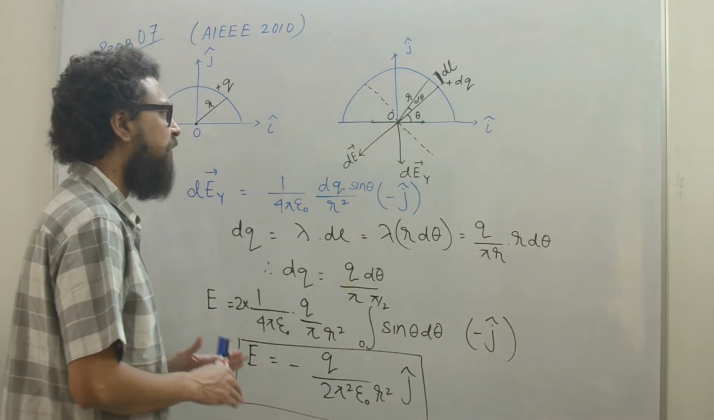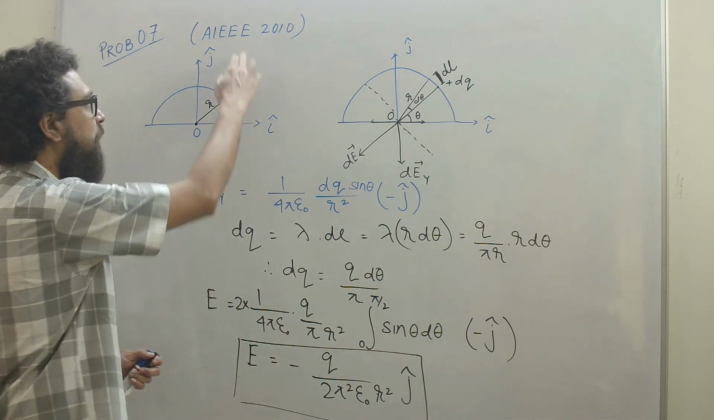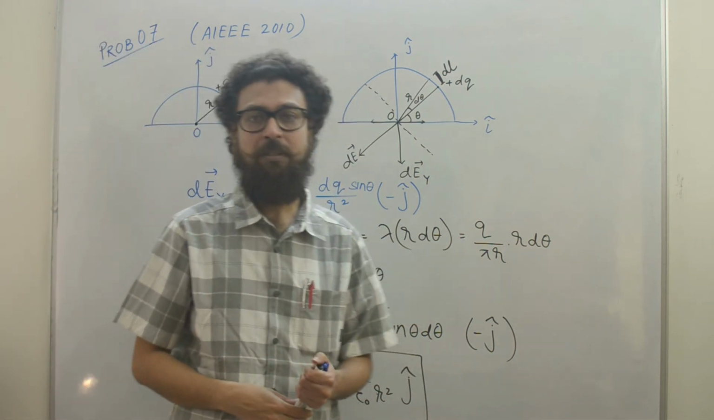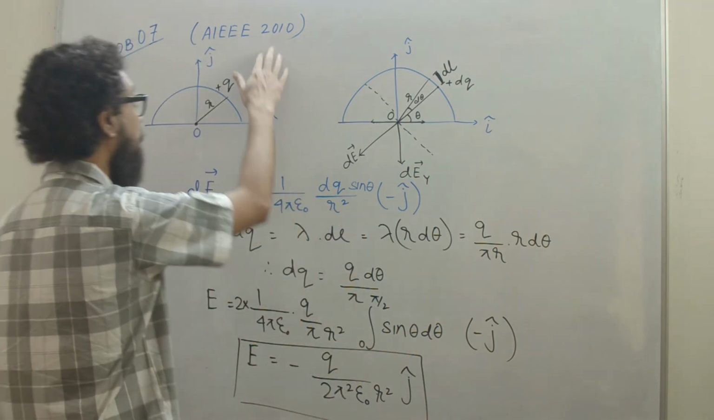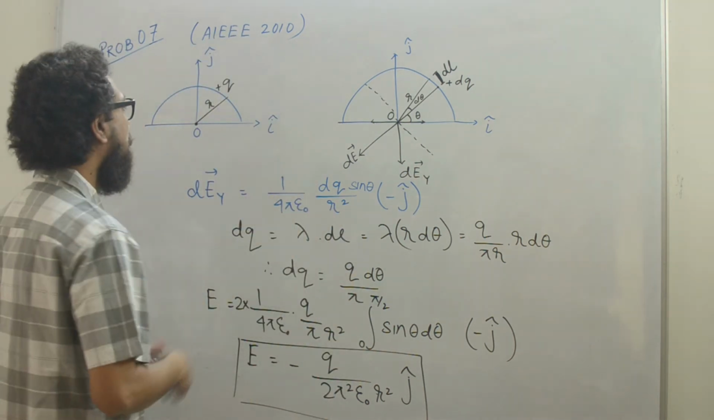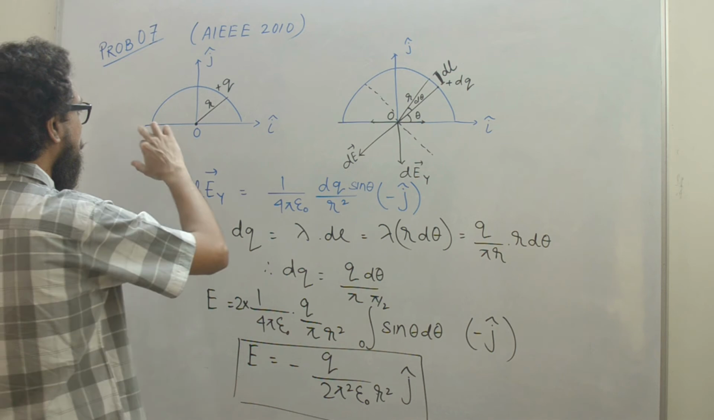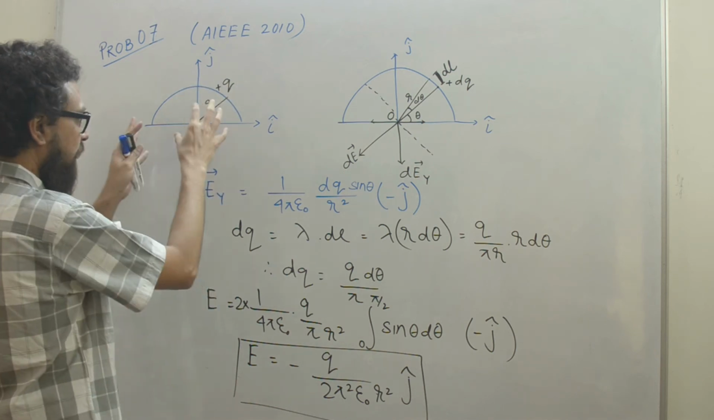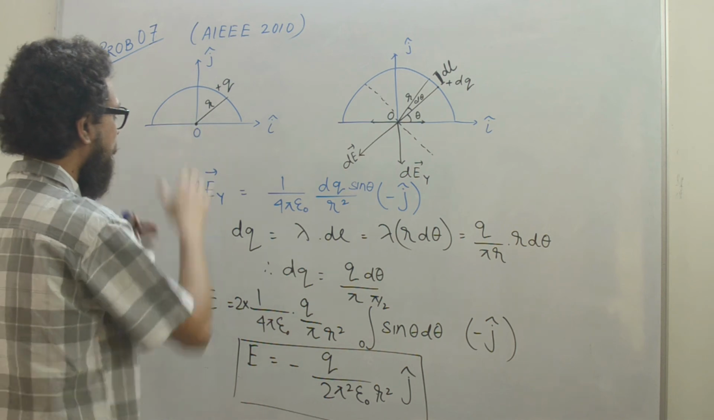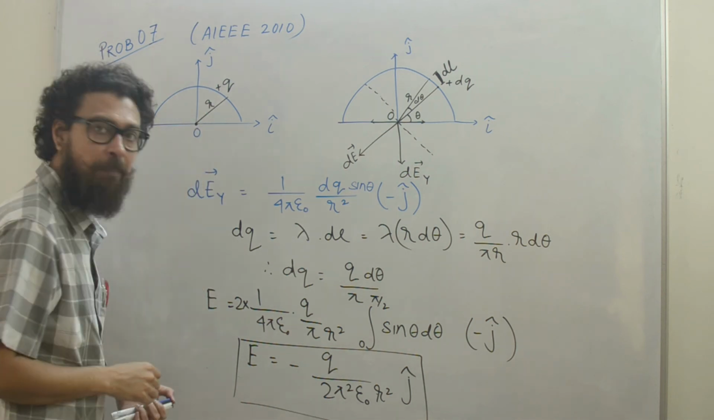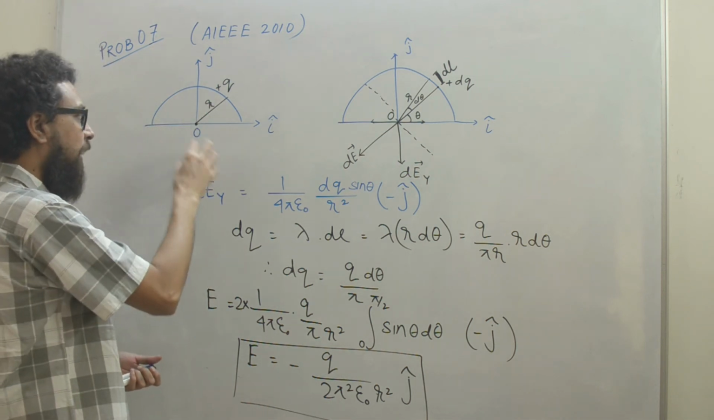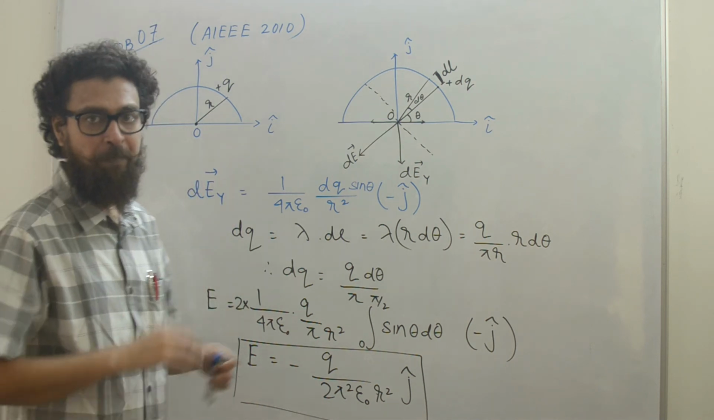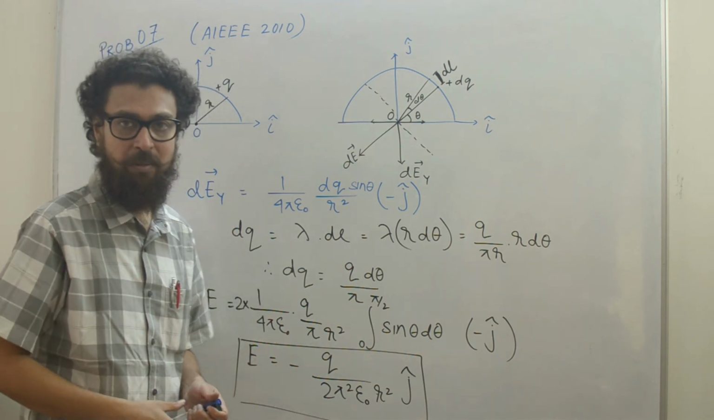Now we have a very interesting problem which came in AIEEE. I mean JEE mains was previously known as AIEEE, 2010, so 10 years back. Anyways, so what they give, that they give the semicircular ring is carrying a total charge of capital Q and is placed on a plane, xy plane as they have mentioned, and the radius is r. We have to find the total electric field at point O, which is the origin of this semicircular ring.